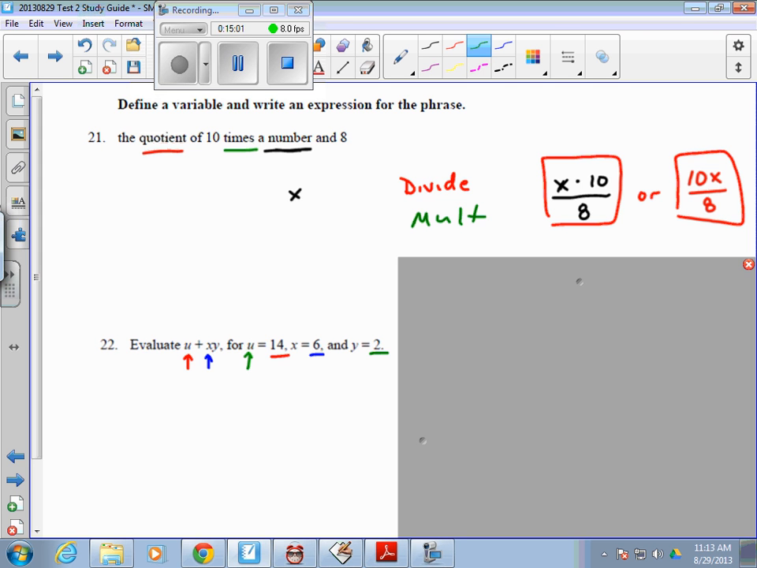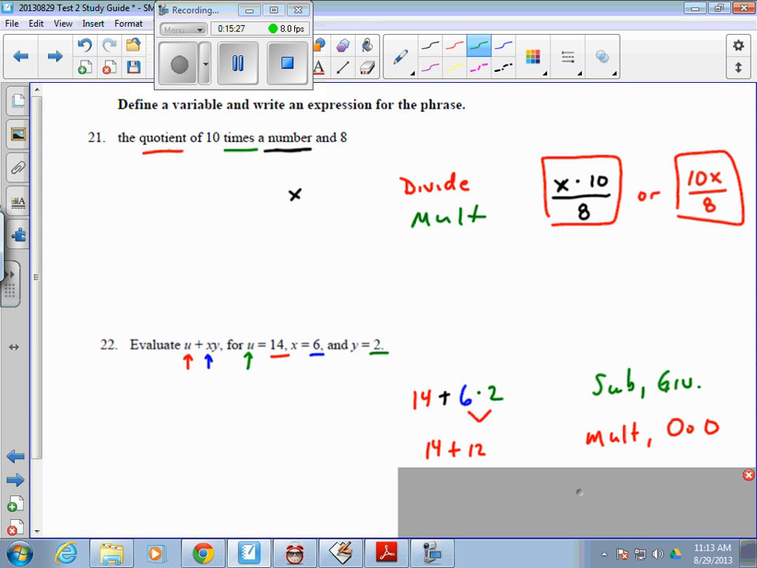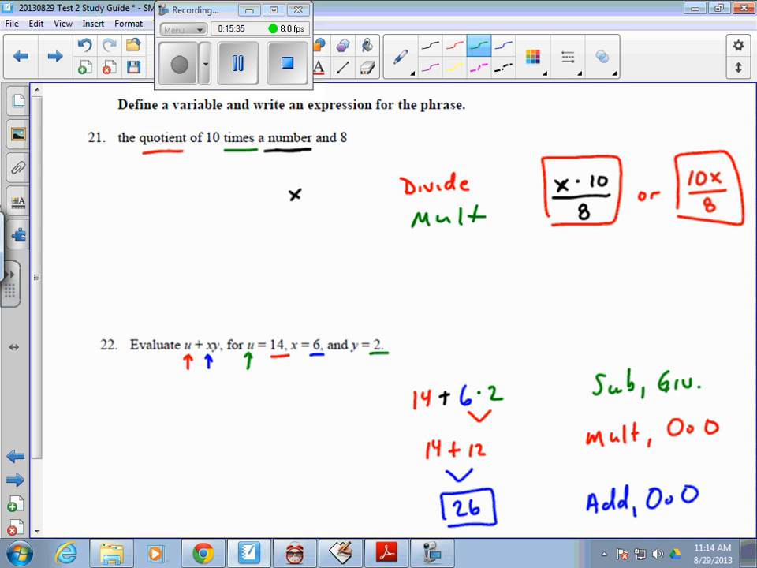22, you had to evaluate u plus xy, when u's 14, x is 6, and y is 2. So in place of u, we're going to substitute in 14. In place of x, we're going to substitute in 6. And in place of y, we're going to substitute in 2. So 14 plus 6 times 2. All that is substituting in given values. Order of operations says you have to multiply before you add. So 6 times 2 is 12. Again, that's just multiplying based on order of operations. In the last step, you add 14 and 12, and you get 26, adding for order of operations.